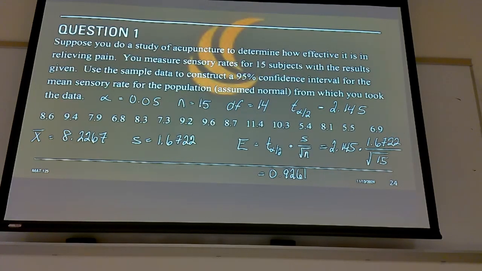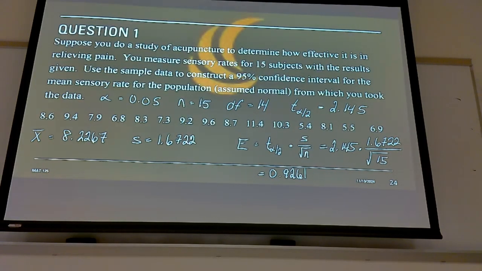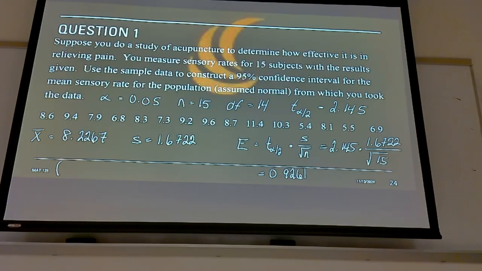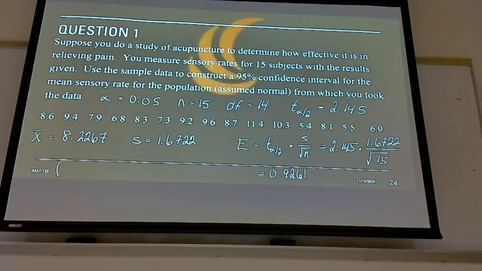And then the confidence interval is found now the exact same way. Take your mean, subtract E. That's your lower limit. Take your mean, add E. That's your upper limit. E is the margin of error.